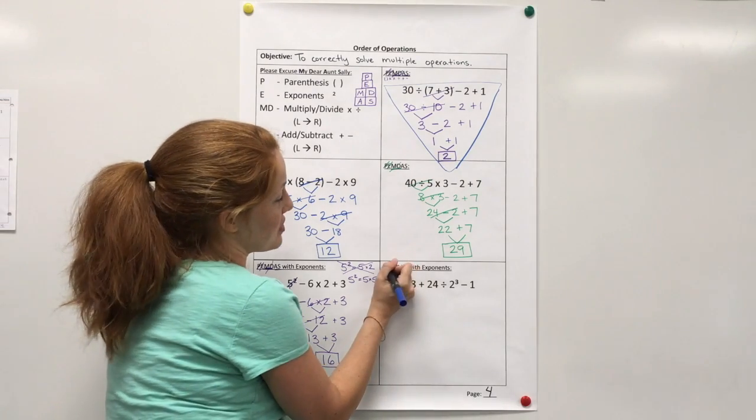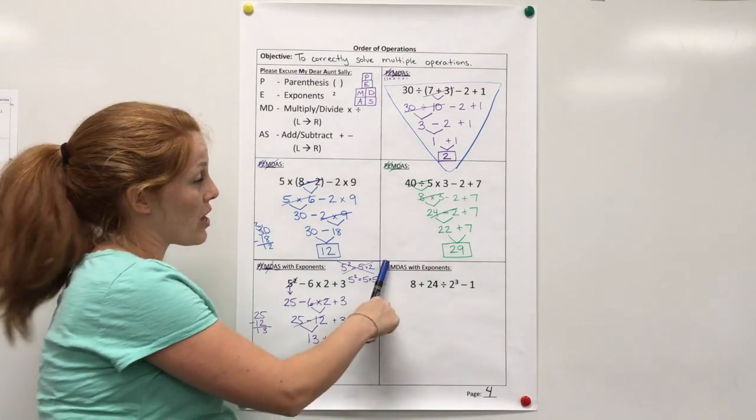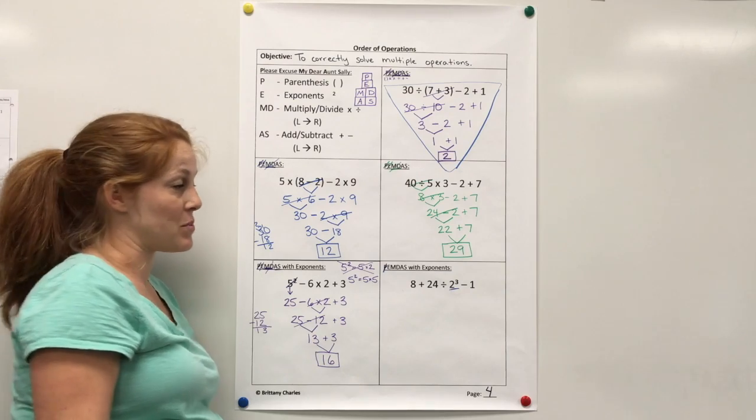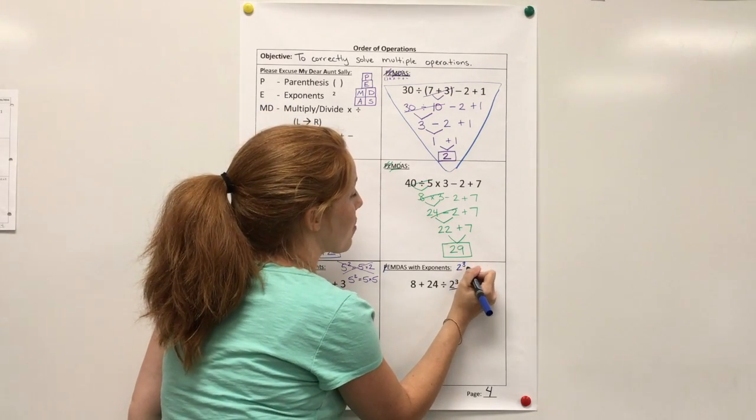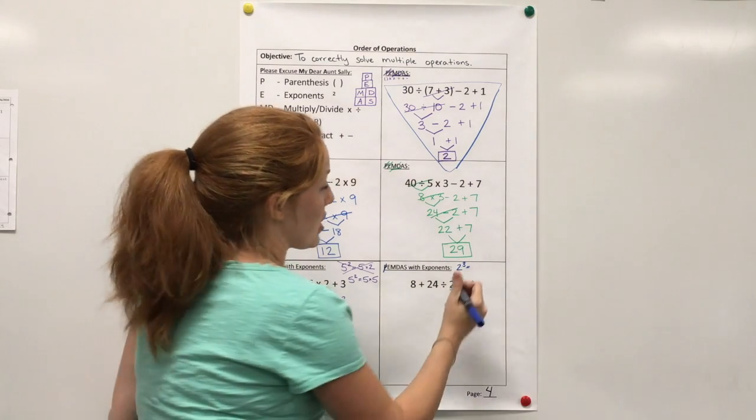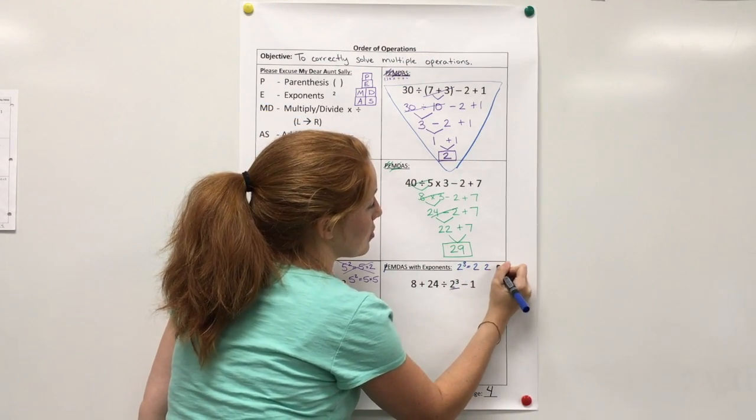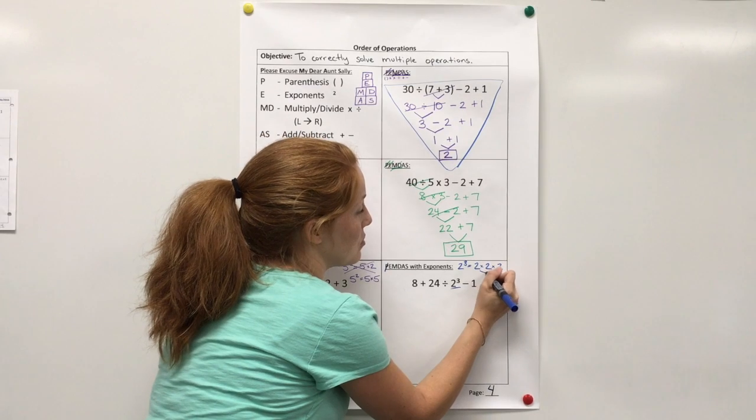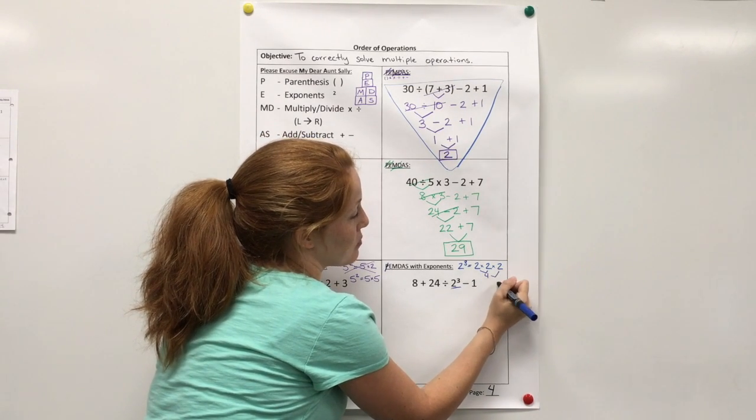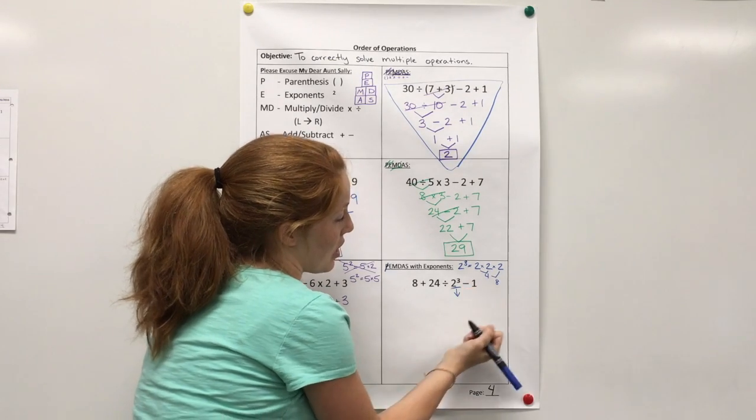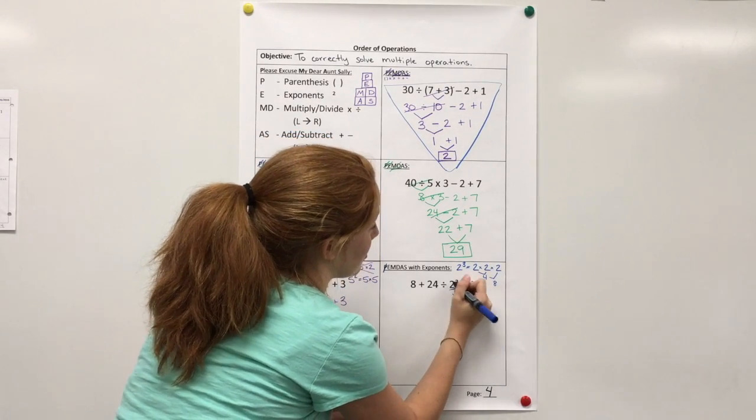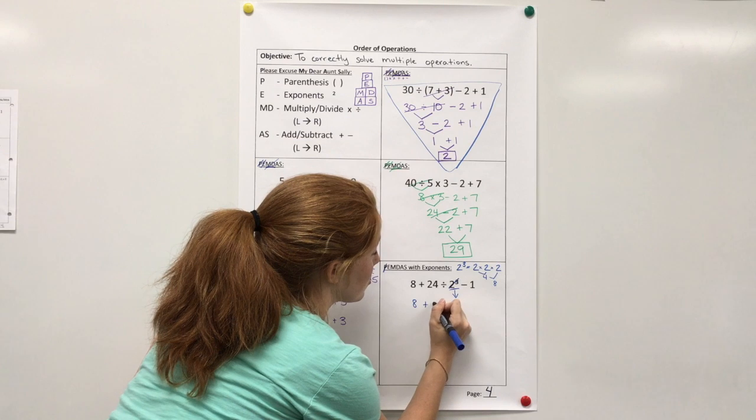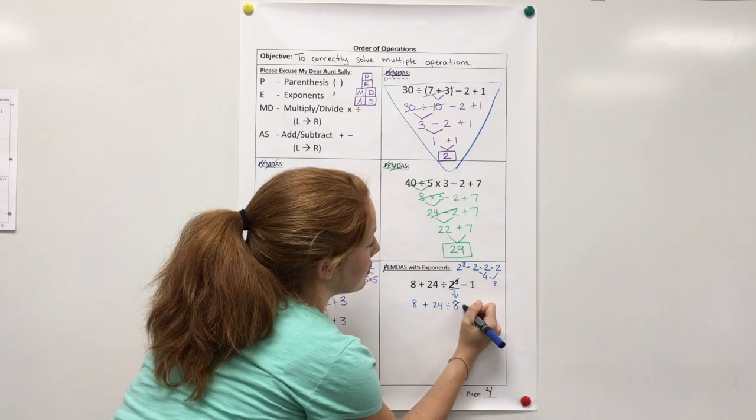All right, so I start with parentheses. There are no parentheses. Next, I go to exponents. I do see exponents right here. So I need to first think about what this means. 2 to the third power does not mean 2 times 3. It means I have 3 2's, and they're being multiplied. So 2 times 2 is 4, and 4 times 2 is 8. So this, I would substitute in 8. And then that goes away. And I bring everything else down. 8 plus 24 divided by, and then minus 1.